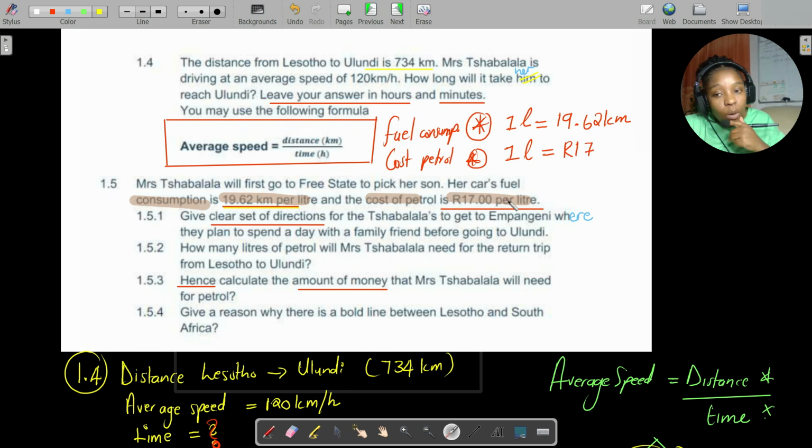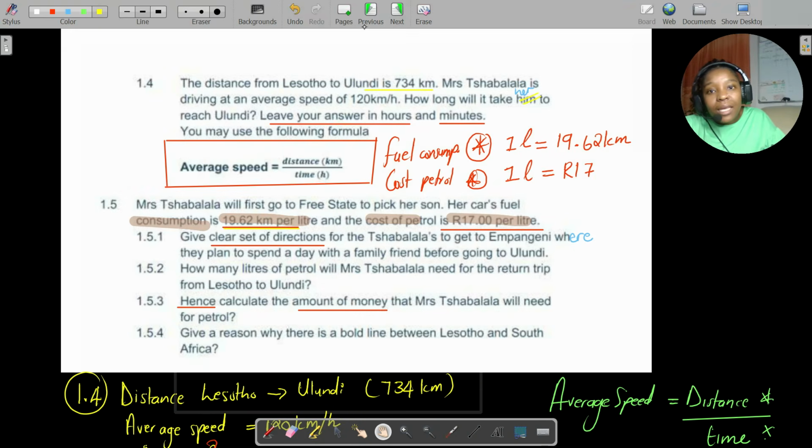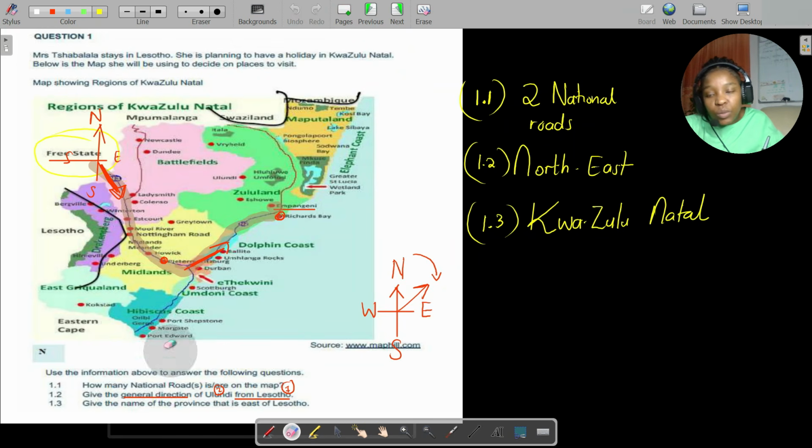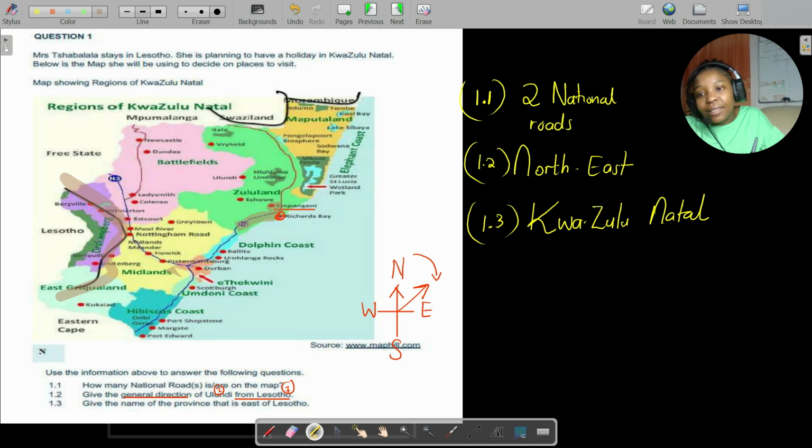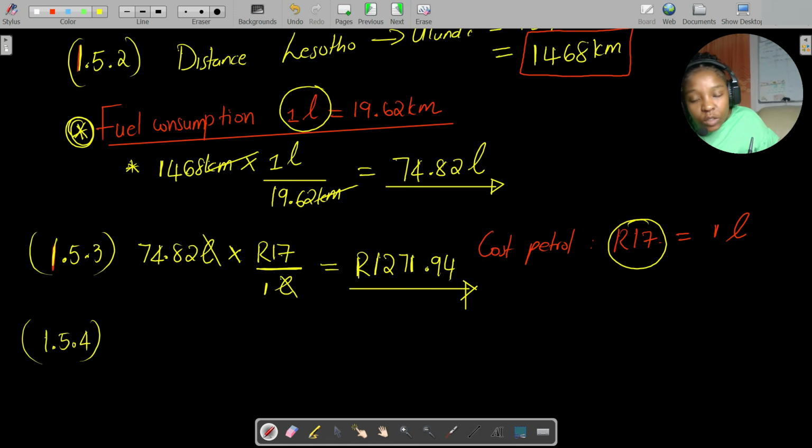Question 1.5.4: give a reason why there is a bold line between Lesotho and South Africa. Why is there a bold line between Lesotho and South Africa? What is this line for? Right, so that bold line is a border. It just indicates that it's a border. So you've got two different countries. This is one country, this is another country. That border is separating those different countries. All right, so it's a border line.